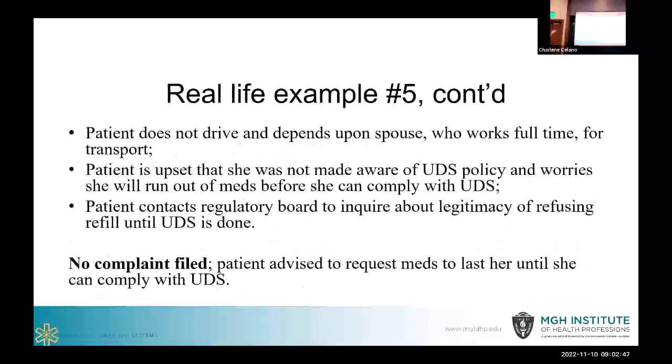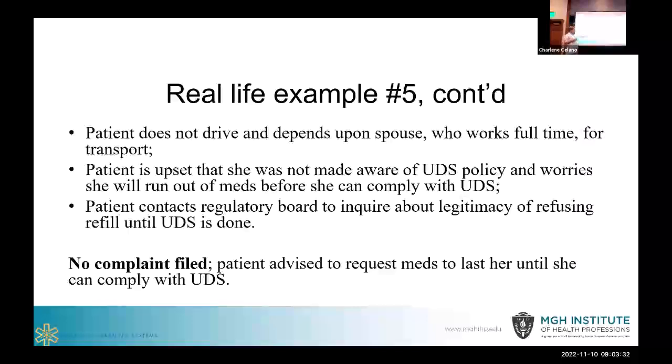Okay, so this mid 50s, maybe early 60s patient didn't drive, and she was dependent on her husband, who was working full time. She got really upset and didn't want to have the urine drug screen, she just needed her refill, and she was concerned she was going to run out before she could get her UDS. And the practice said, this is our policy. We'll try to be flexible with you. You can have it done at another practice, but you need to have your urine drug screen. She was very angry, left about 6 nasty voicemails on the investigators line for the medical board, and criticized both the physician and the nurse practitioner.